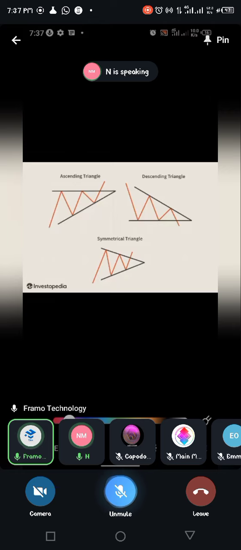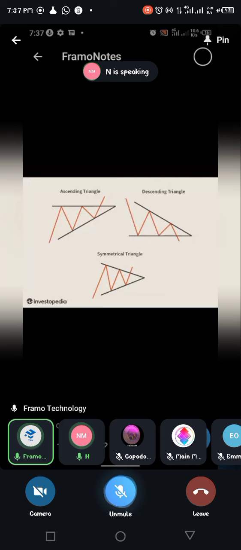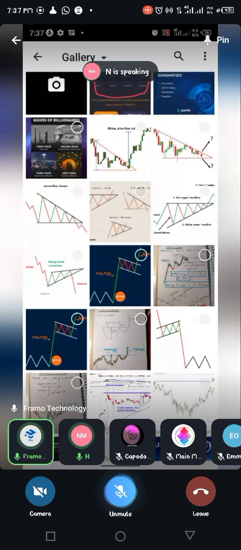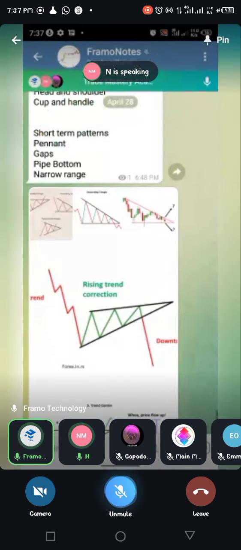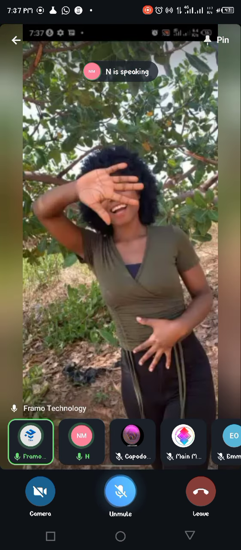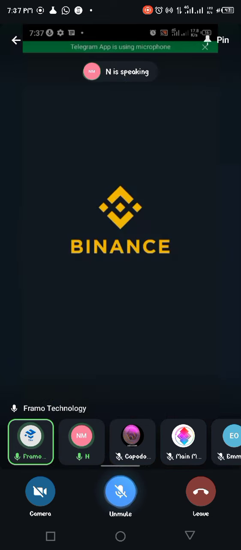various triangles. So if we add this to the wedges, today we are done with the triangles. By then, let's try and open our Binance and see if we will get some of these patterns. Let me open my Binance and see if we get some of these patterns.